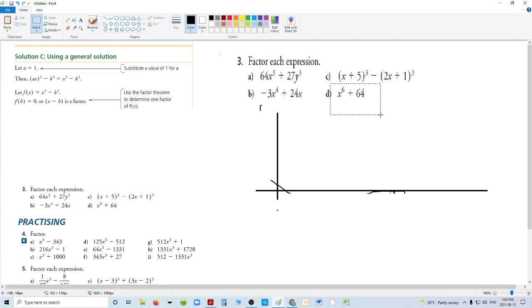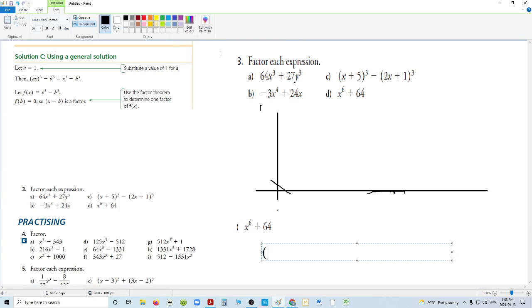So let's go to this one first. What is the cube root of x to the 6? Well, when you multiply x squared times itself 3 times, you will indeed get x to the 6, so the cube root is x squared. And what's the cube root of 64? It's 4. Now here's the problem. We can't use synthetic division for this because x squared plus 4 doesn't have a root. So we can't use it like that. x squared equaling minus 4 is impossible.